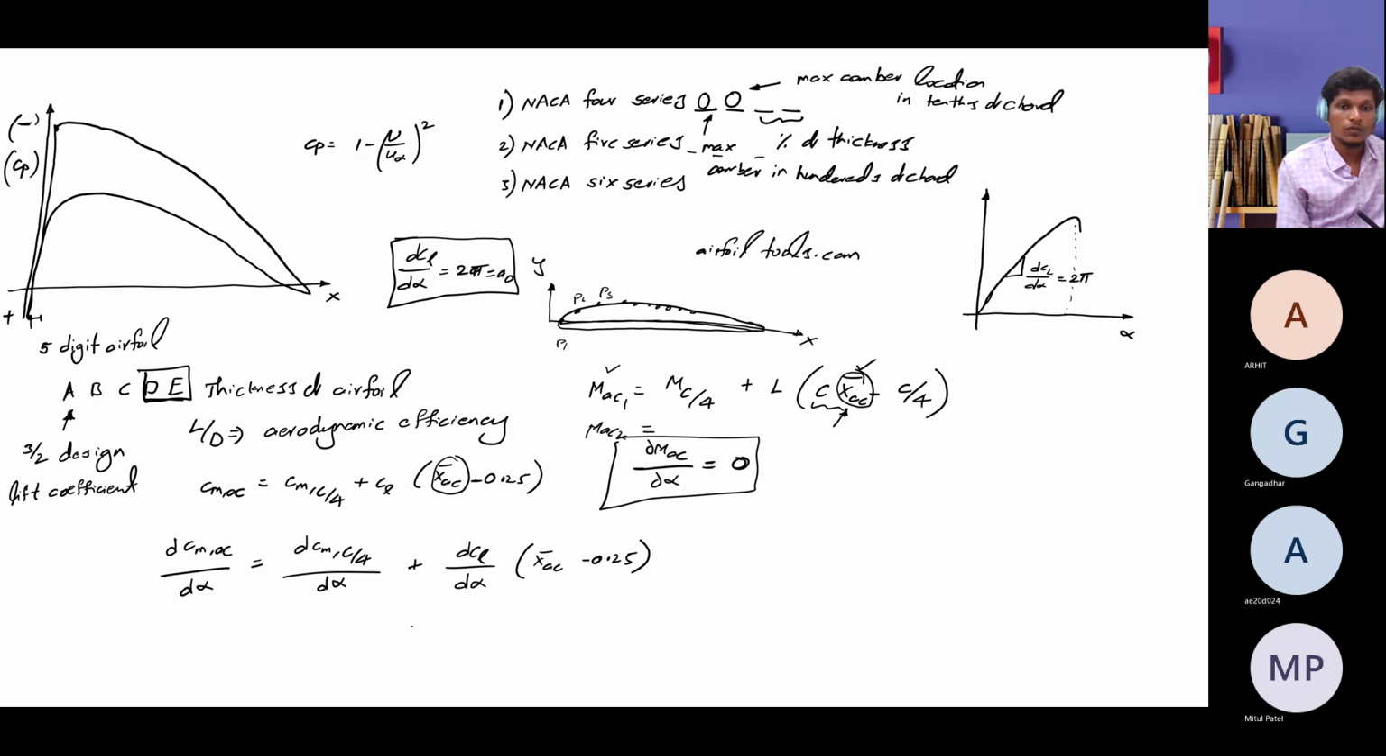Okay, so once we substitute dCm by dAc equals 0, and dCm by d alpha, this is m naught, and dCl by d alpha, it is a naught. We already described here that dCl by d alpha equals a naught. And in the same way, moment about the quarter chord point can be stated as dCm c by 4 by d alpha is m naught. Then you can find the position of aerodynamic center with this simple equation.